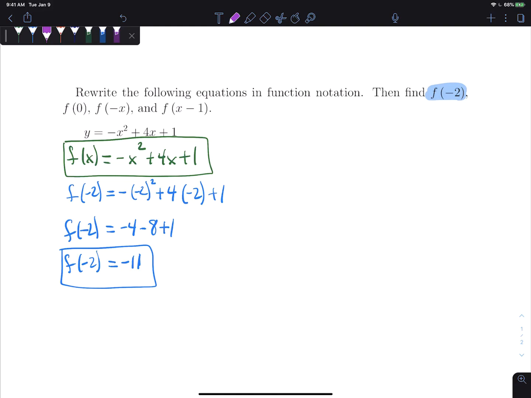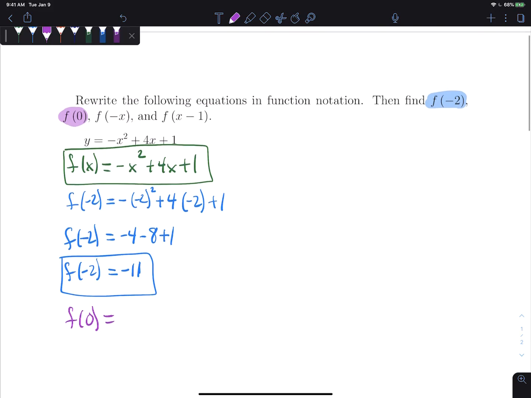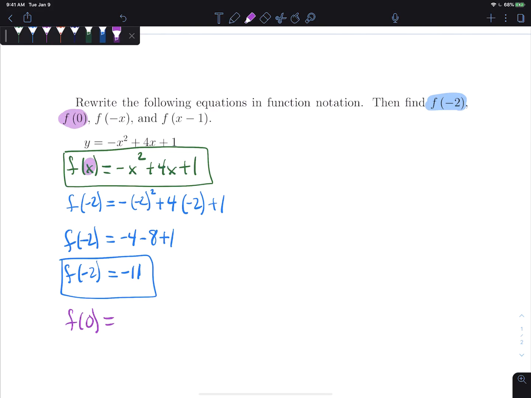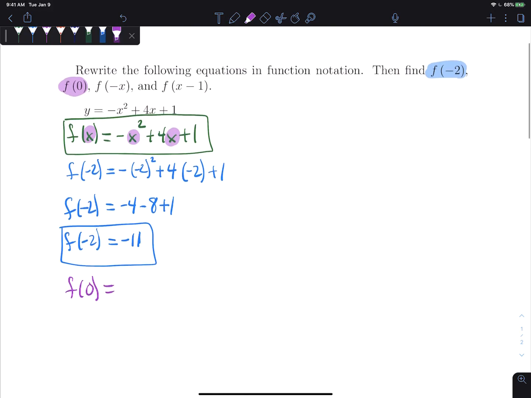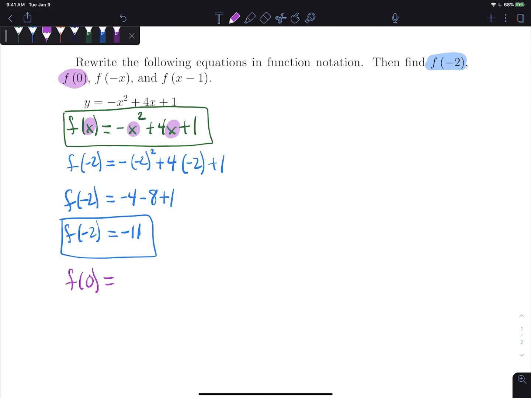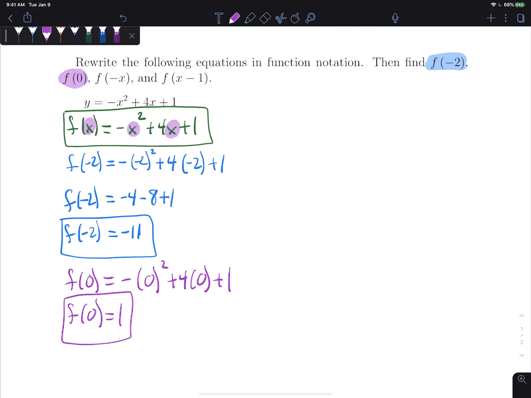Next, let's go ahead and look at f of 0. So I'll go ahead and put f of 0 in purple here. So let's look at f of 0, meaning replace the x's with 0 in the original question. So make that 0, and that 0. So we're going to get negative 0 squared plus 4 times 0 plus 1. And what's fantastic about this is that this term and this term, they just both become 0. And all we're left with is the constant term of 1. So that means that f of 0 is equal to 1. Awesome.